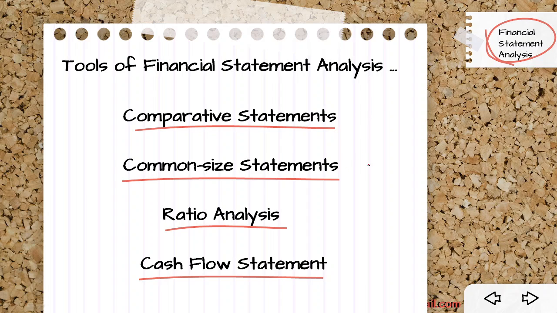Common size statements are a vertical analysis where we compare the data of 2 or more years, maybe for 2 or more firms. And ratio analysis is the mathematical expression between the financial elements of the balance sheet or the statement of P&L. And cash flow statement tells us about the inflow or outflow of cash and cash equivalents. I have talked about all this in detail in the previous video and in chapter 2, so I will not talk much about this now.